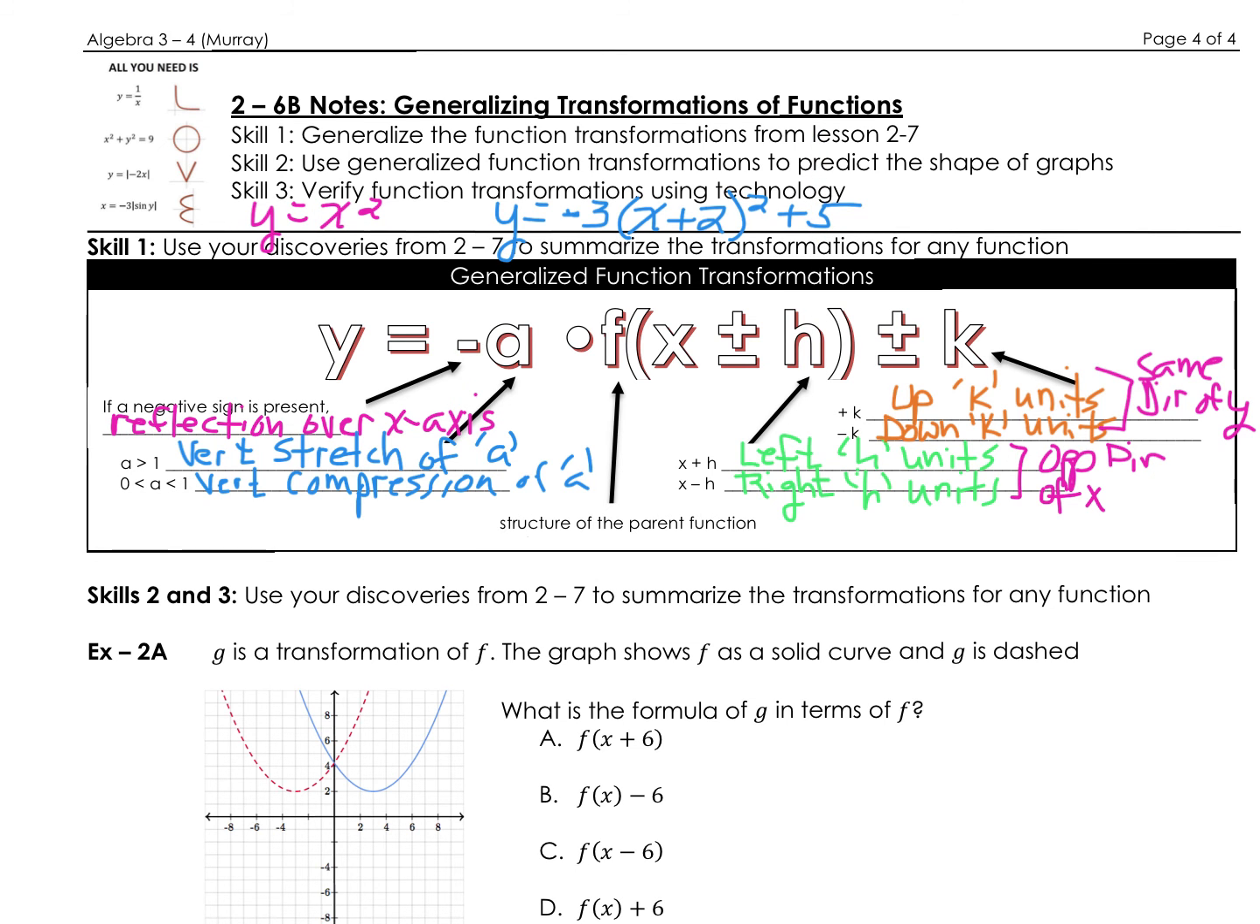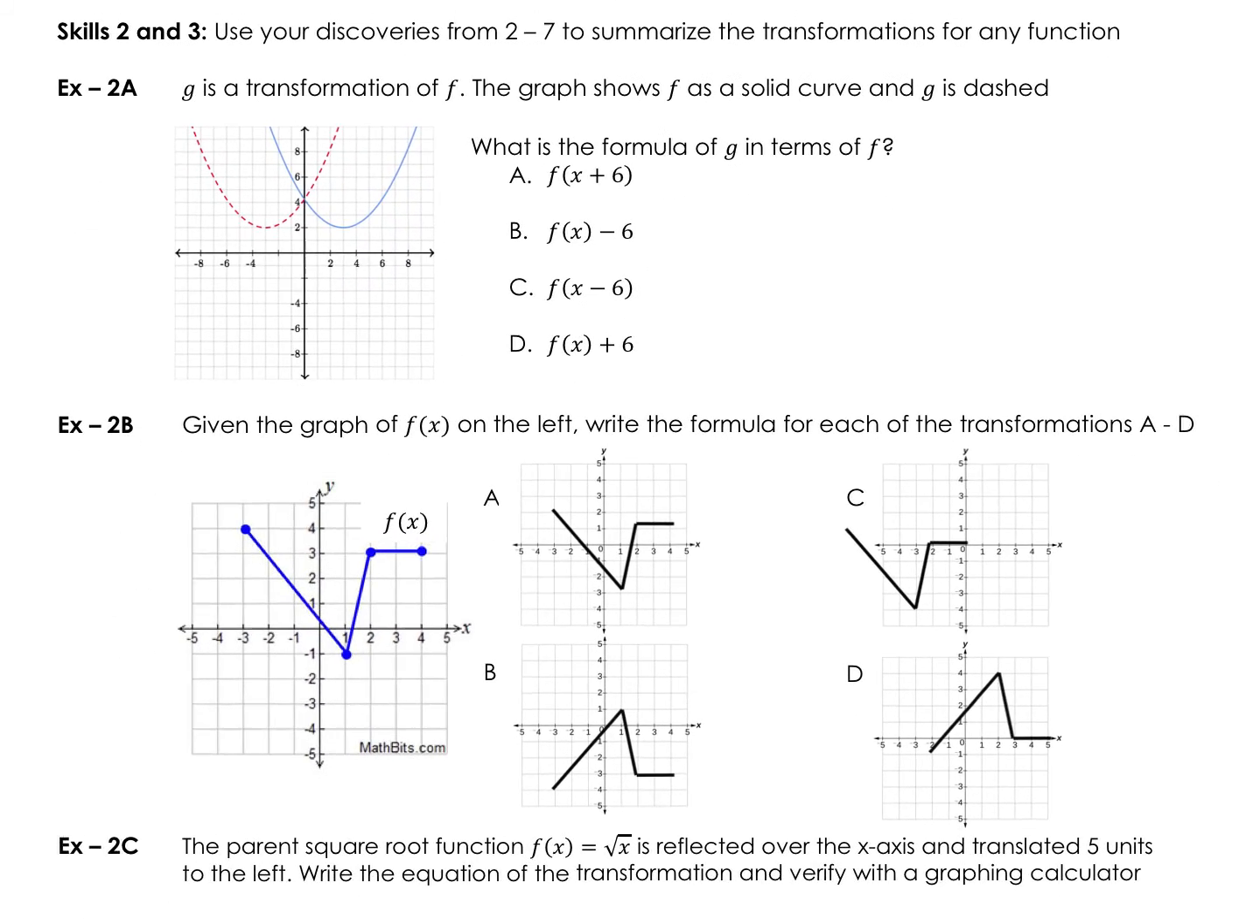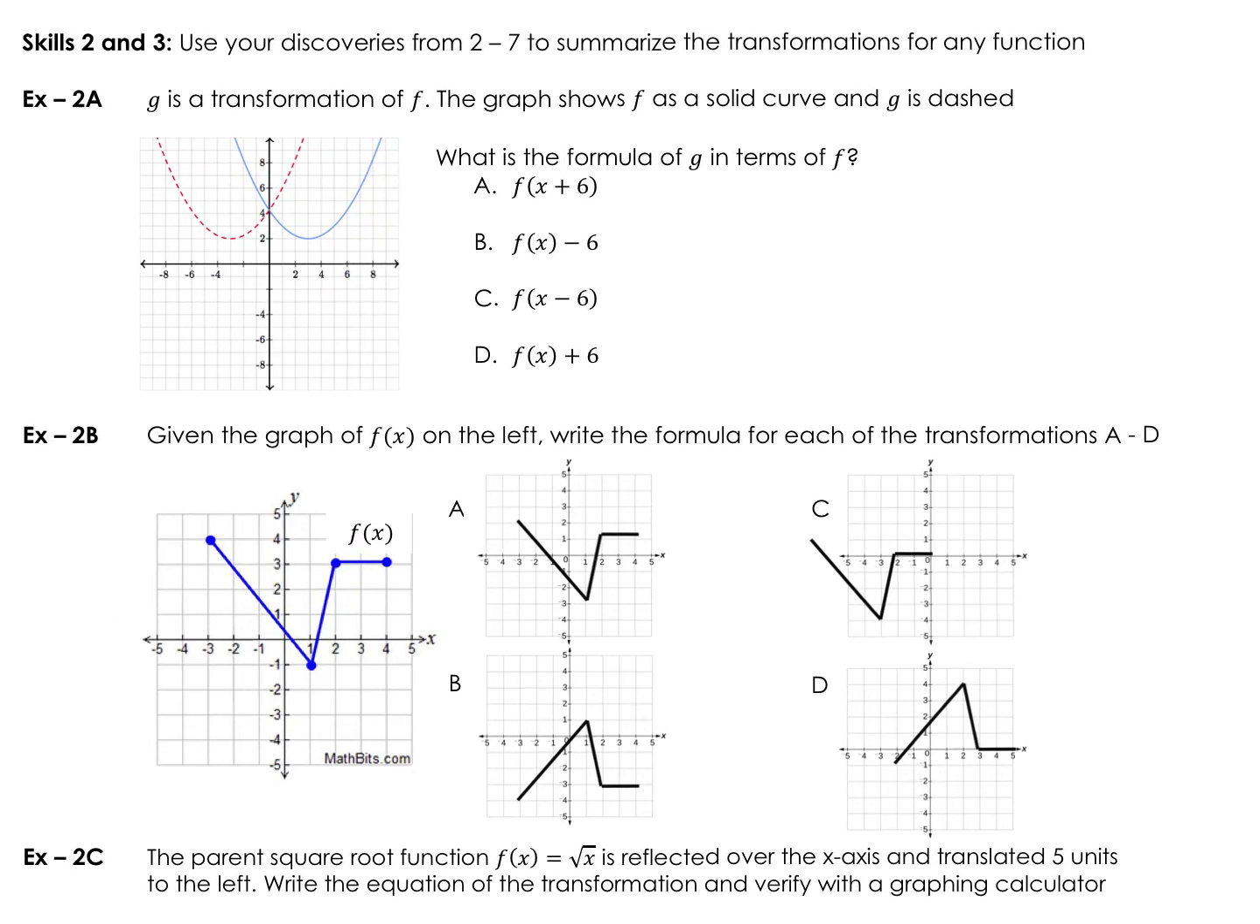All right, so then let's explore a couple things down here. Let's look at 2a. If g is a transformation of f, the graph shows f as a solid curve, so here's your f, and g is dashed, so g is the transformed curve. So I highly suggest, before you determine which one of these applies to g, the dashed one, that you pick a very prominent point on each one. So I'm going to pick the vertex on each one, and I'm going to look at those.